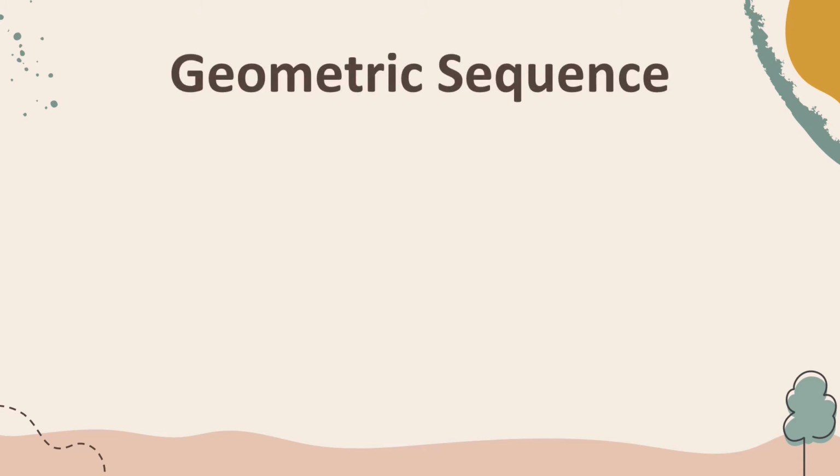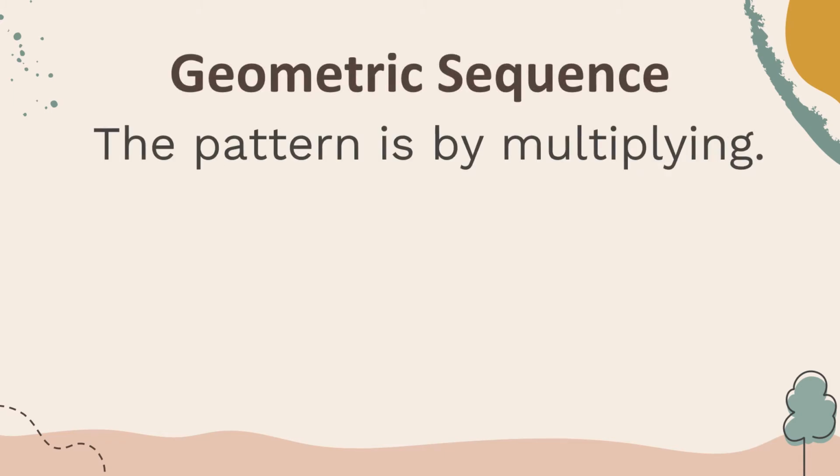What is a geometric sequence? In a geometric sequence, the pattern is by multiplying. So let us see in the next example if this is a geometric sequence: 5, 10, 20, and 40. What do you think is the number to be multiplied to make it 10? That is 2. 5 times 2, 10. To make it 20, 10 times 2, 20. To make it 40, 20 times 2, that is 40. So this example is a geometric sequence.